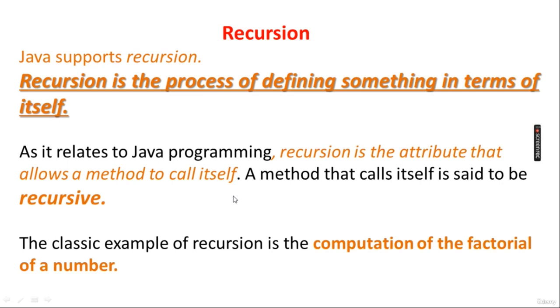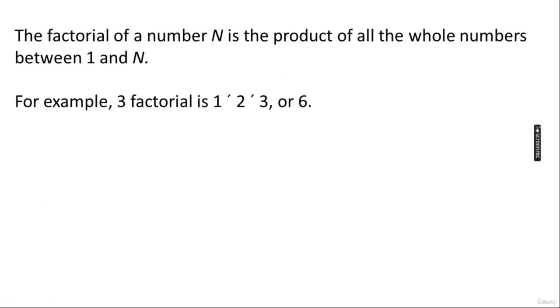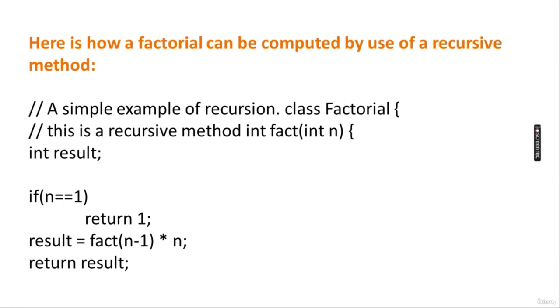Factorial of a number is a very famous example of this. We will see this example. The factorial of a number n is the product of all the whole numbers between 1 and n. For example, 3 factorial is 1 times 2 times 3, or 6. Here is how we can compute the recursive factorial of a number.